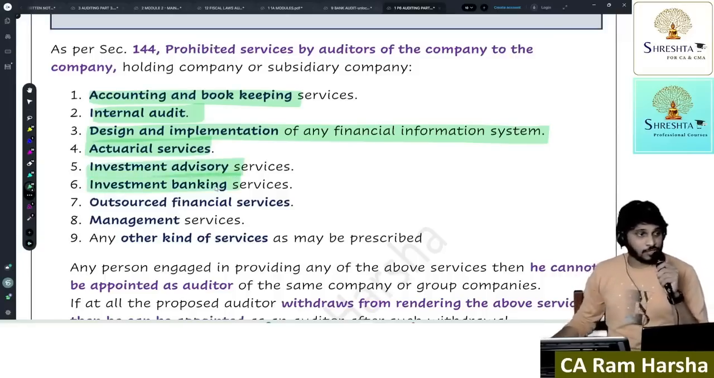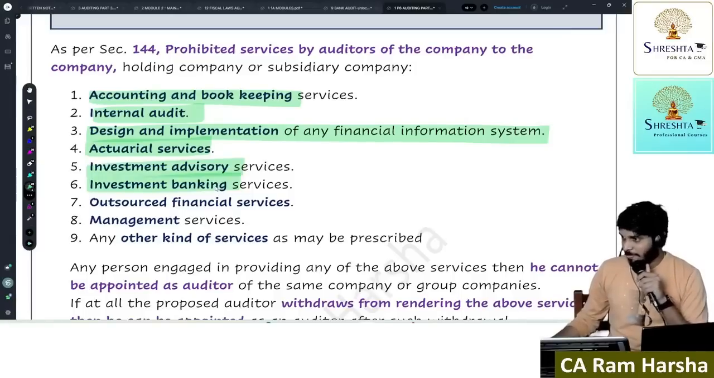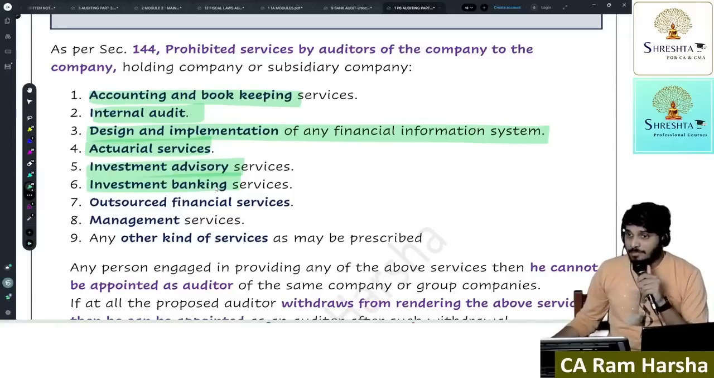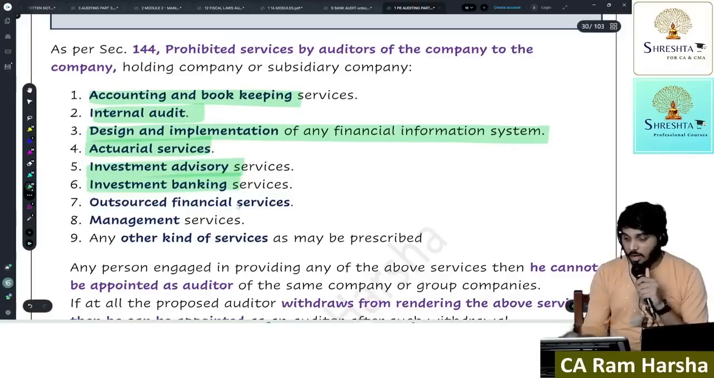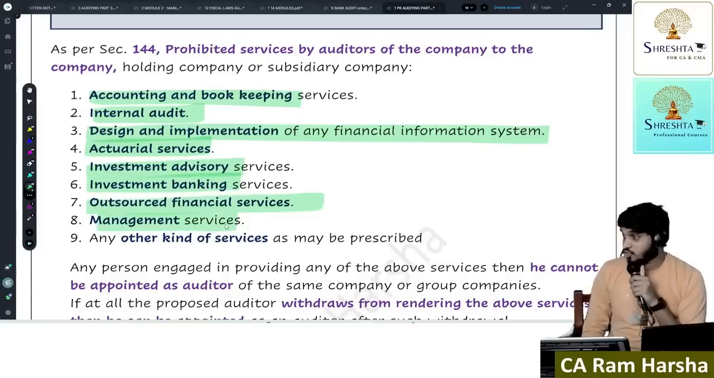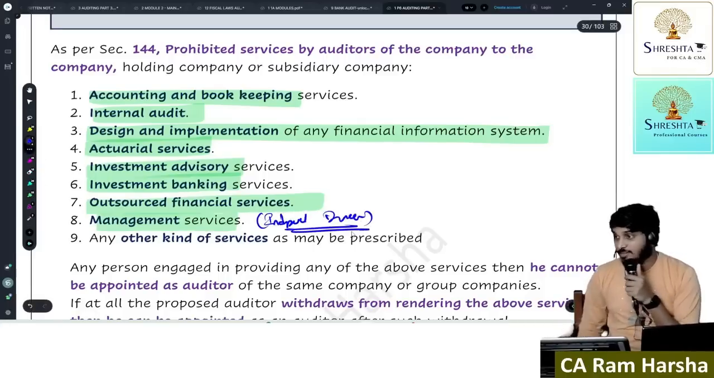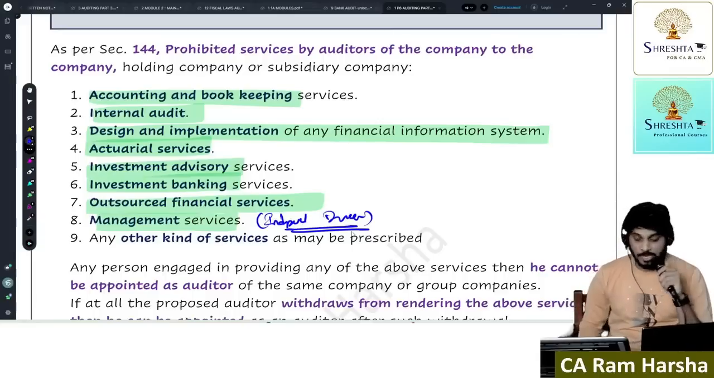Investment advisory. Suppose some stockbroker, which is a company, appointed you as an auditor and is asking for some investment advice from you. Or you are appointed as auditor for one big listed company and they ask you to underwrite their IPO. That's called investment banking. Getting it? Outsourced services. Management services means those services which involve decision making. An example of a management service is independent director. Independent director is a management service. Able to understand? Next example.